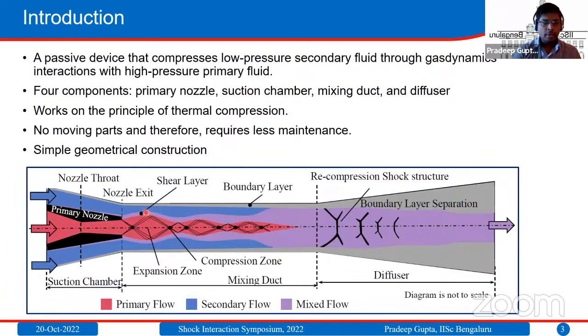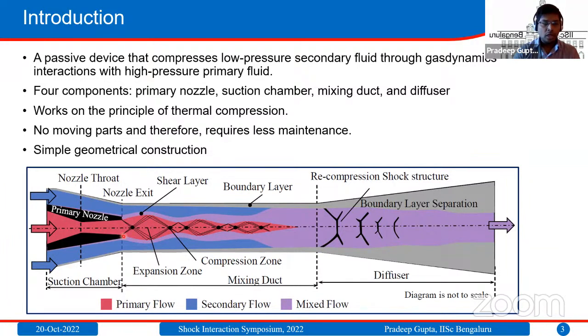So this is the schematic of a supersonic ejector where we have two different fluids at different pressures. The red one is the high pressure fluid, and we term it the primary fluid, while the blue color is the low pressure fluid, and we term it the secondary fluid. The primary fluid enters the ejector through a CD nozzle, where it chokes at the nozzle throat and expands to supersonic velocity in the diverging section of the nozzle.